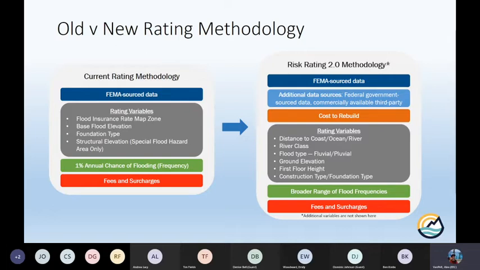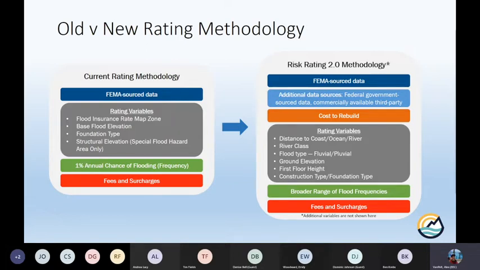So now they're going to look at things like distance to flooding source, river class, what flood type are we talking about, what's your structure's ground elevation, your first floor height, how is it built, what foundation type, etc. We're going to talk about those more in depth here in a couple slides. They're going to be looking at a much broader range of flood frequencies, so not just the 100-year, but the 25, the 50, 100, 500, more. They're going to look at all of these different flood frequencies.